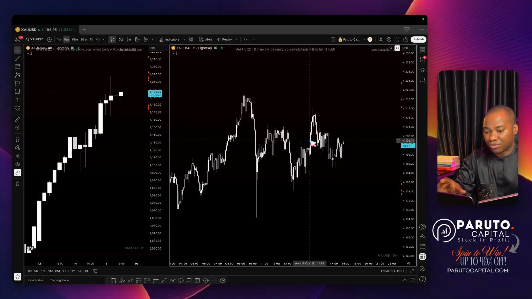Now, I have on my screen here my TradingView, as you can see on the screen. Now, what is multi-timeframe analysis? Let's start with that. Okay. Now, multi-timeframe analysis simply means analyzing the same market across different time frames. That's literally what it means.